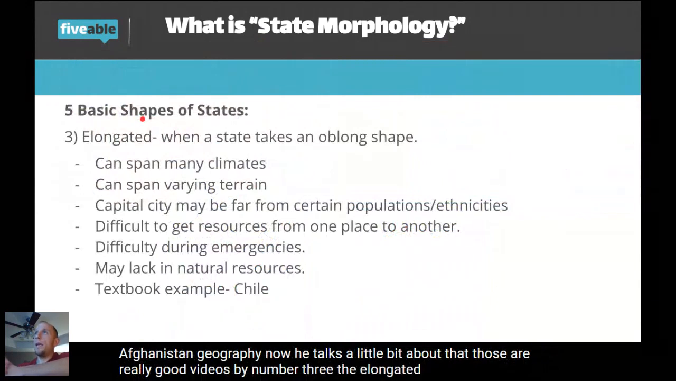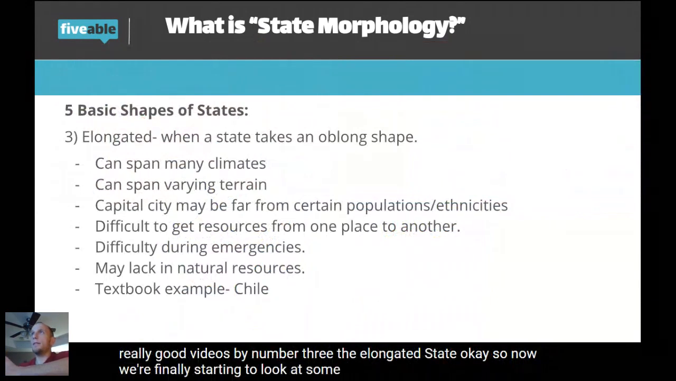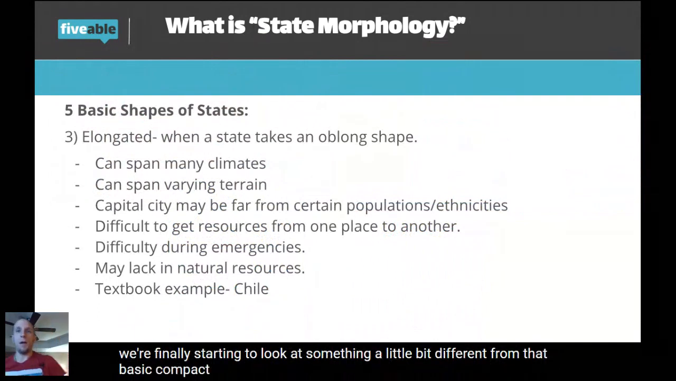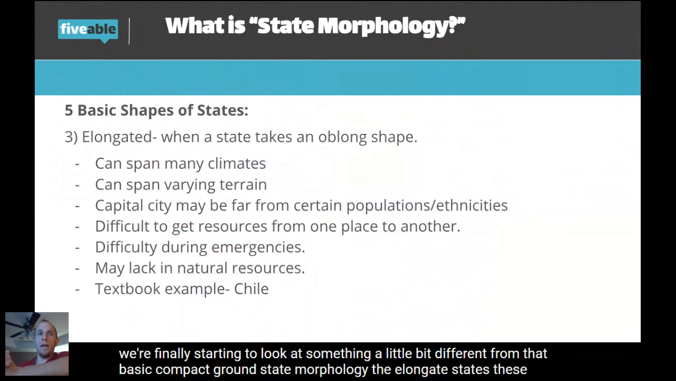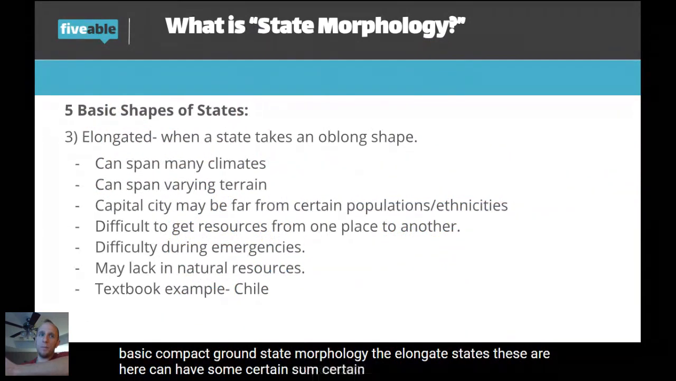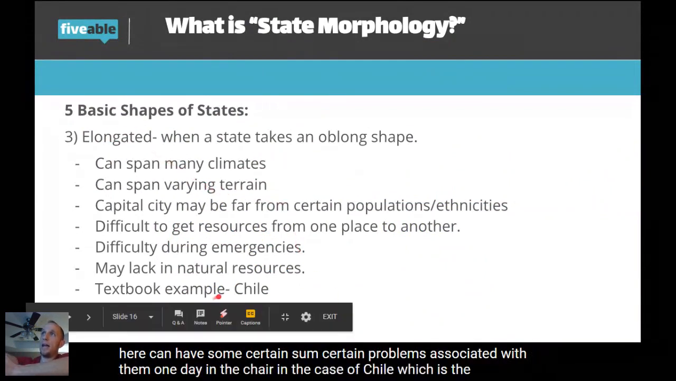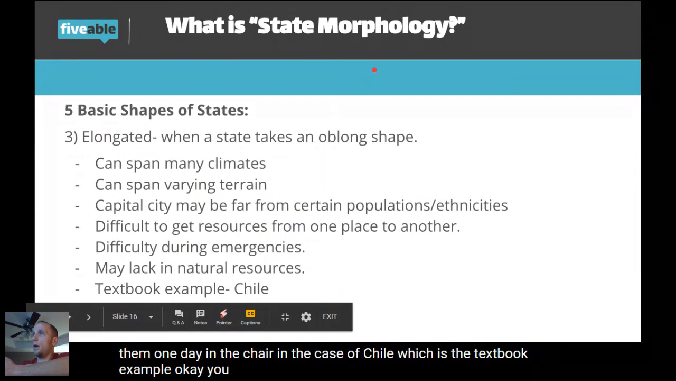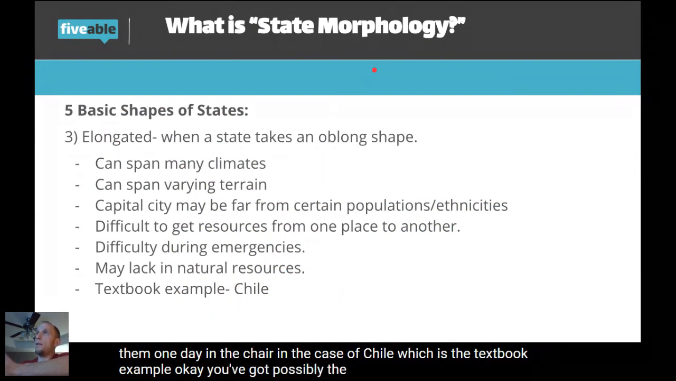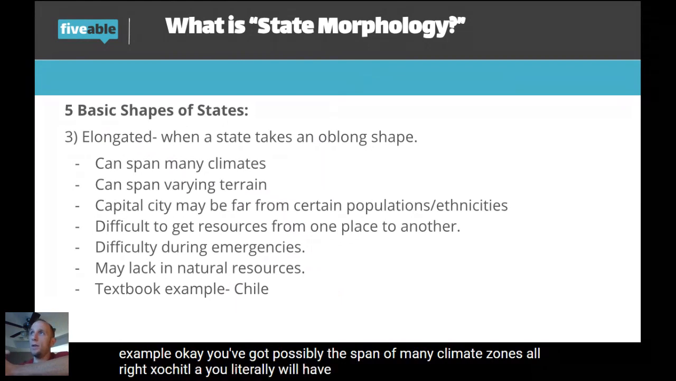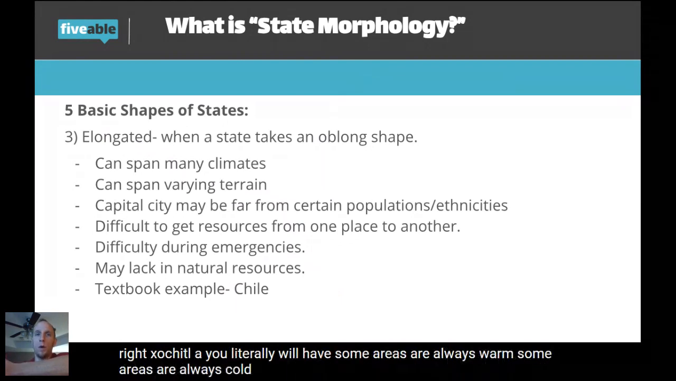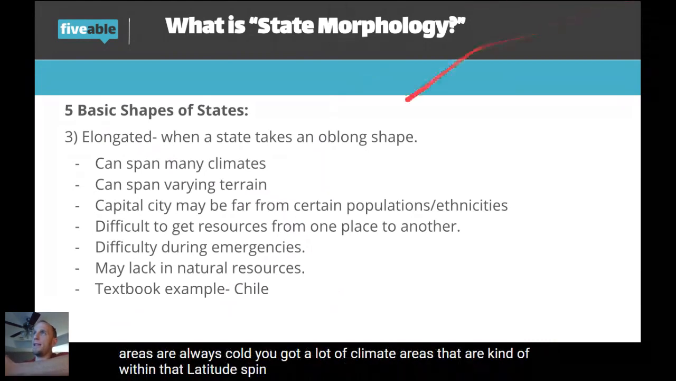Number three, the elongated state. Okay, so now we're finally starting to look at something a little bit different from that basic compact round state morphology. The elongated states can have certain problems associated with them. One, in the case of Chile, which is the textbook example, you've got possibly the span of many climate zones. So in Chile, you literally will have some areas that are always warm, some areas that are always cold. You've got a lot of climate areas within that latitude span.